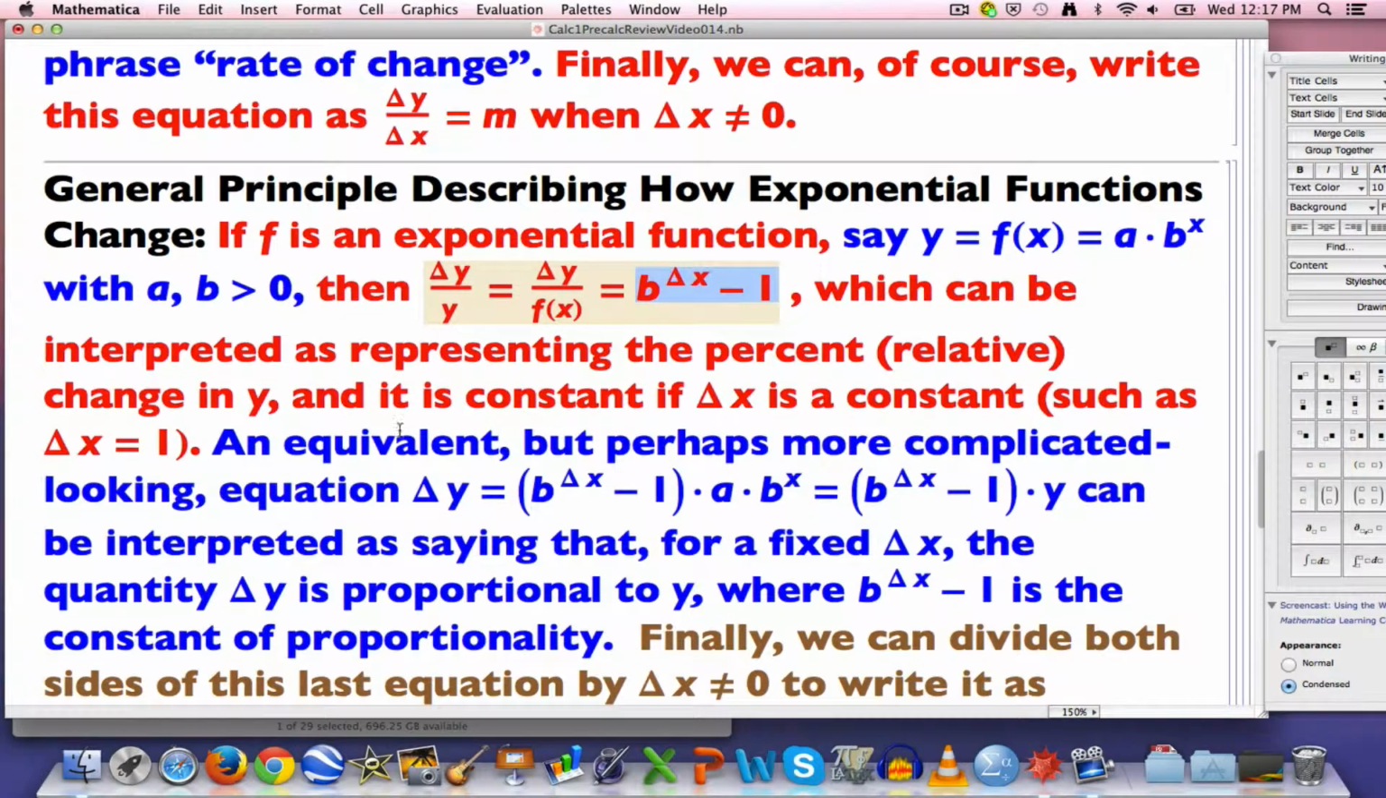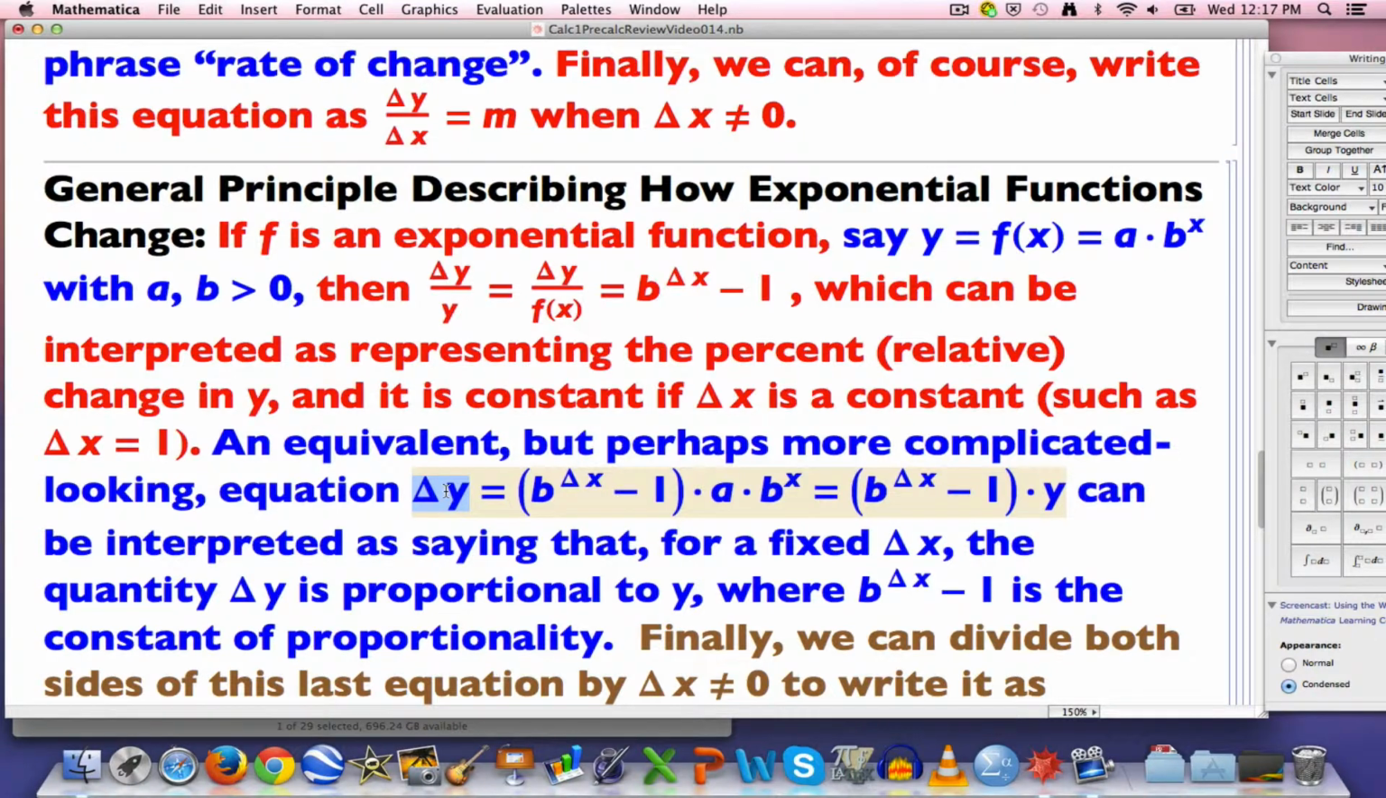An equivalent, but perhaps more complicated way of thinking about it is to say ultimately that delta y is proportional to y for fixed delta x. So if you've got an exponential growth graph, the higher you go on the graph, the bigger the change in y is. And in fact, if you double the height, you're going to double the change in y for a fixed delta x.